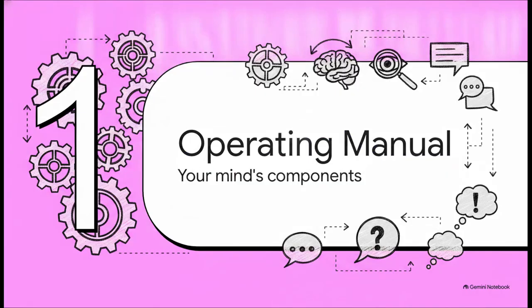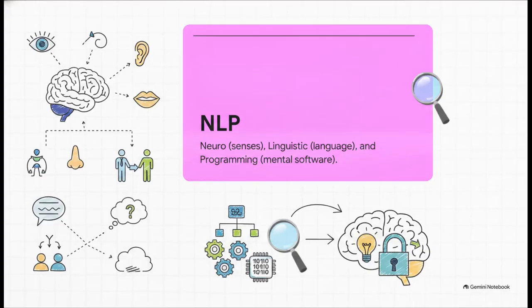Let's jump right into section 1, the mind's operating manual. So let's break down this somewhat intimidating acronym, NLP. It's actually pretty simple once you look at it. Neuro just refers to our nervous system and our 5 senses, right? It's exactly how we gather data from the outside world. Linguistic represents our language, and that means both the verbal words we speak and the nonverbal stuff, like our posture or facial expressions.